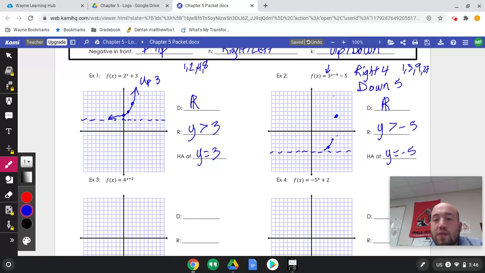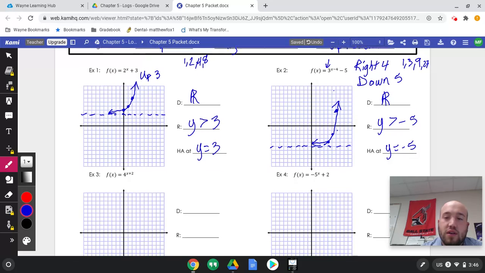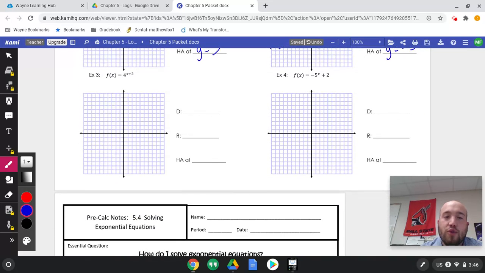If I went over 1, it'd be up 27. That's going to be off our graph, so I'm going to draw this in. And that one doesn't look quite as good as on the front, but that's because it's getting bigger at a higher rate. So we're done. Okay, 2 more for us.